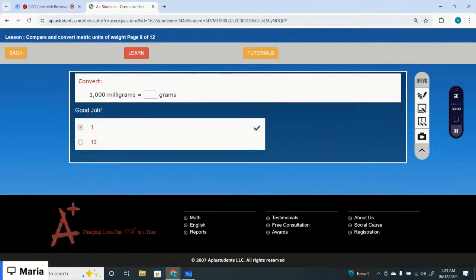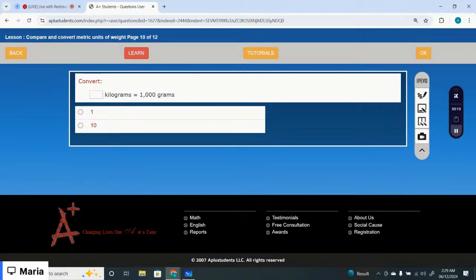The correct option is 1000 grams equal 1 kilogram. The correct option is 1 kilogram. Okay, you can complete the lesson by yourself later today. Let's just move on to the next lesson.